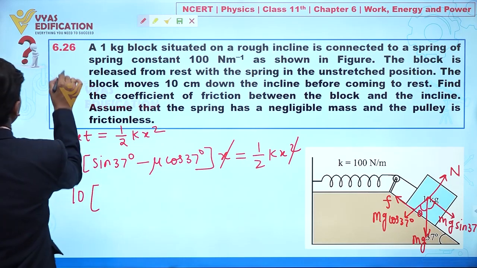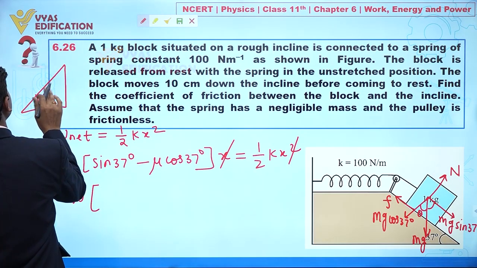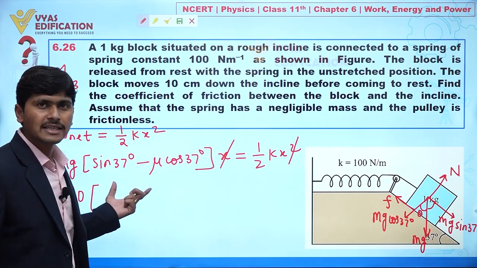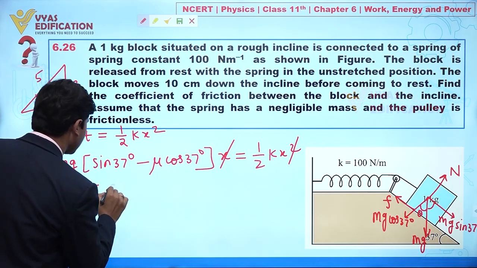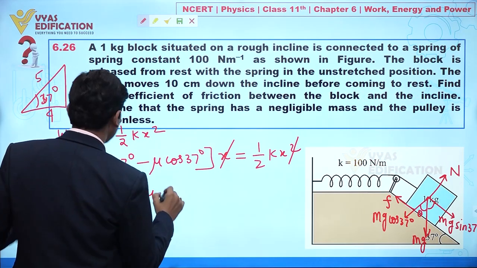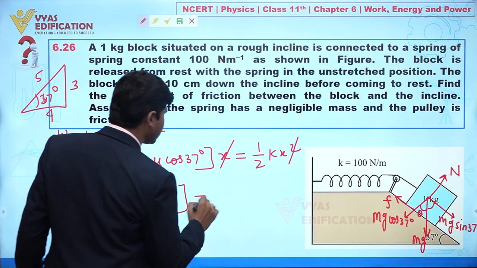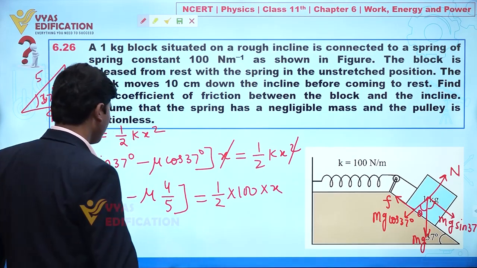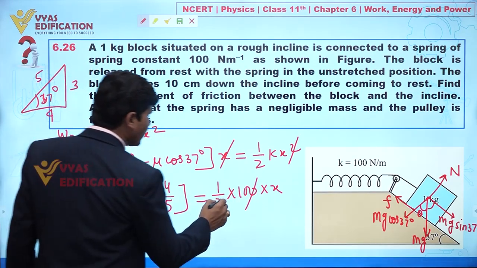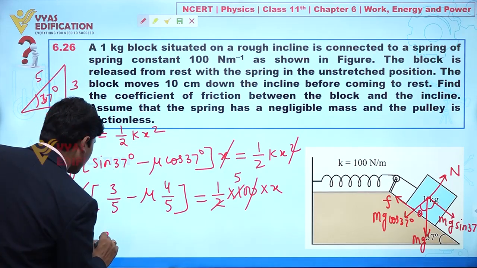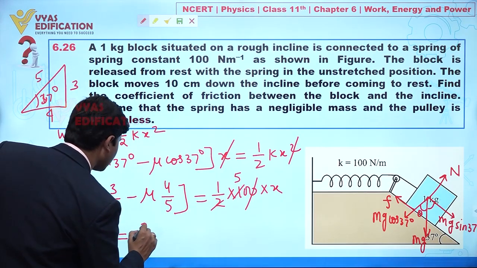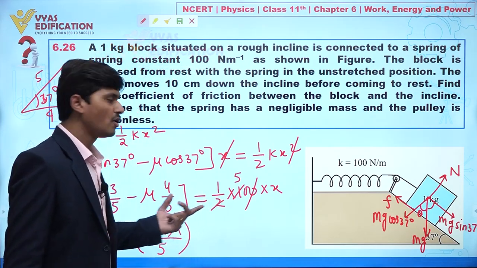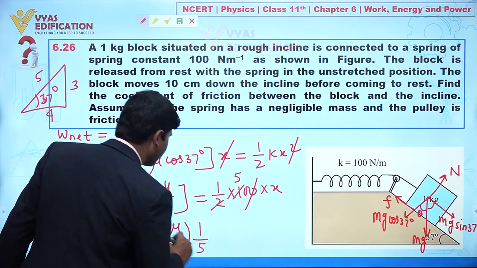We know a right angle triangle with this angle 37, so the sides are 3, 4 and 5. Sine 37 is 3 by 5 minus mu times cos 37, which is 4 by 5, and this is equal to half times the value of k, 100, times x. From here, this one and this one cancel out, and we have 5. So the value of x is 3 minus 4 mu divided by 5, divided by 1 by 5.